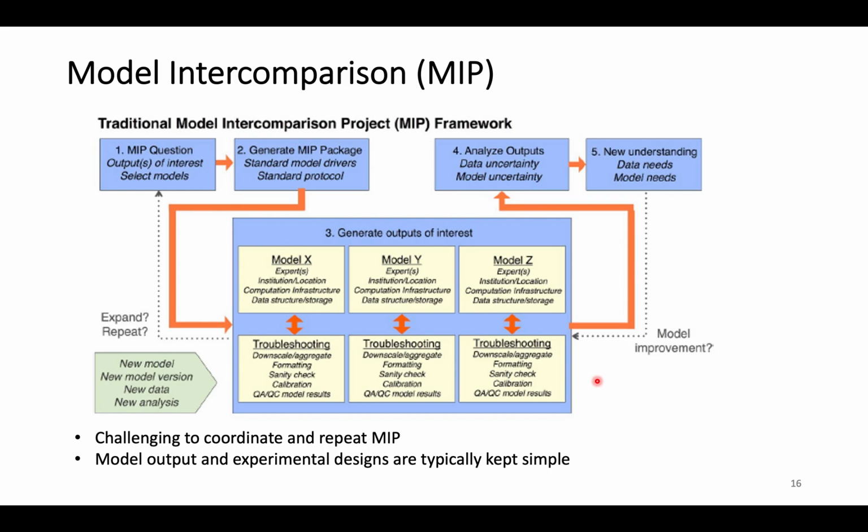Considering these issues, traditional model intercomparison coordinates model simulation individually. That is, each model has a unique set of configurations and troubleshooting. As a result, it's hard to coordinate and repeat the model intercomparison. Furthermore, the workflow of collecting model outputs and analyzing uncertainty is not automated. Due to the cost, the experimental design and model output requirements are typically kept simple.